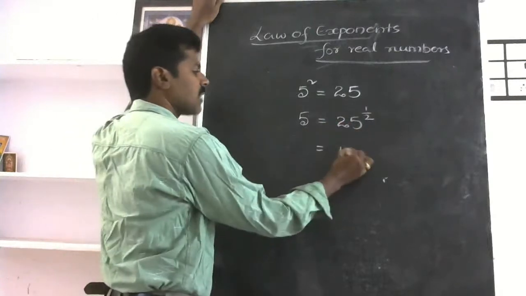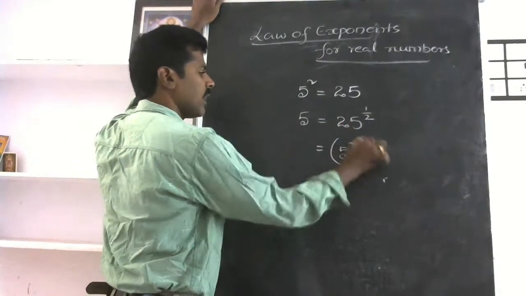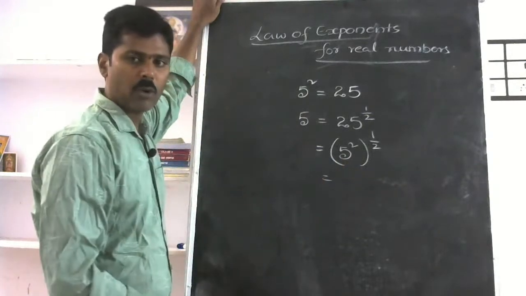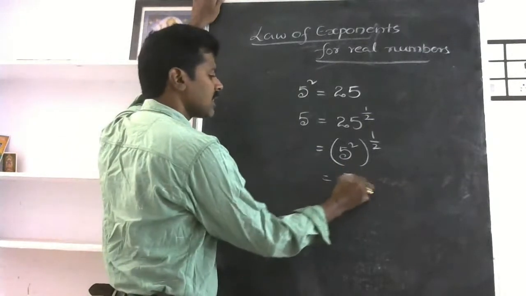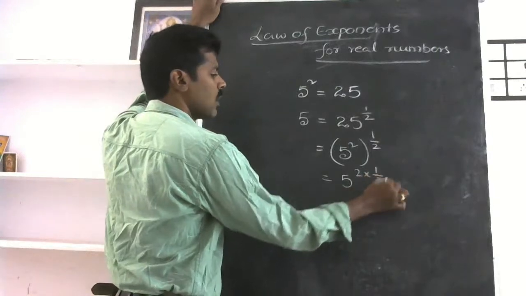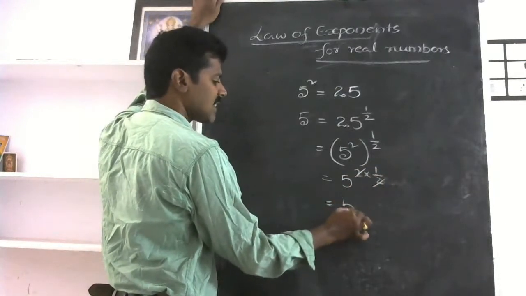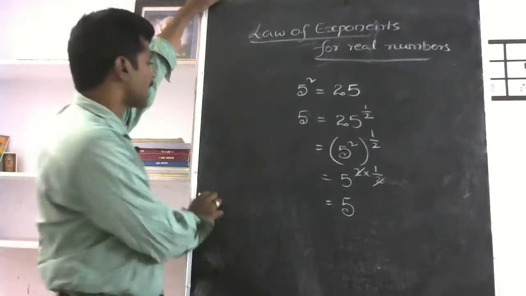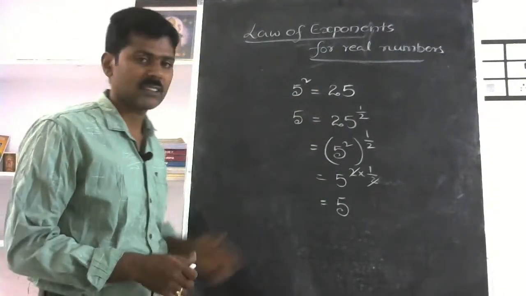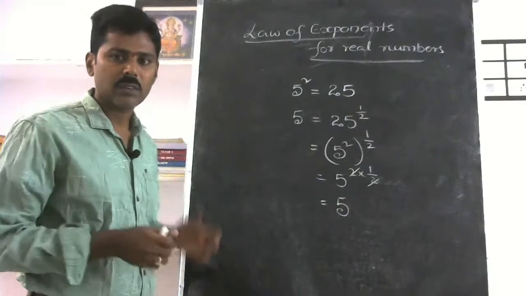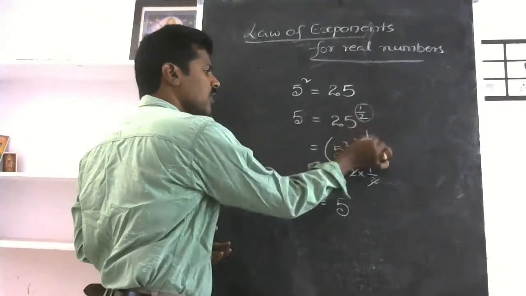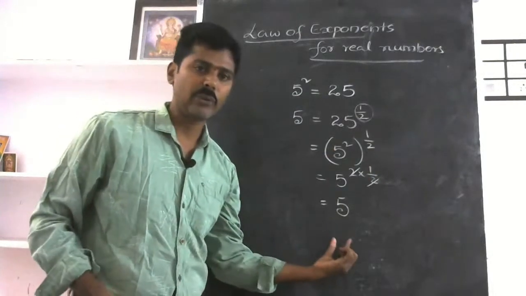So I can write 25 as 5 square whole power 1 by 2, and it's in the form of a power m whole power n. Then I can go with 5 power 2 into 1 by 2. Both 2 will be cancelled. Hence I will get 5. So you can ask me, sir, why are you explaining all this in detail? One thing I am trying to explain to you is that if it is a rational exponent also, we can find the value.